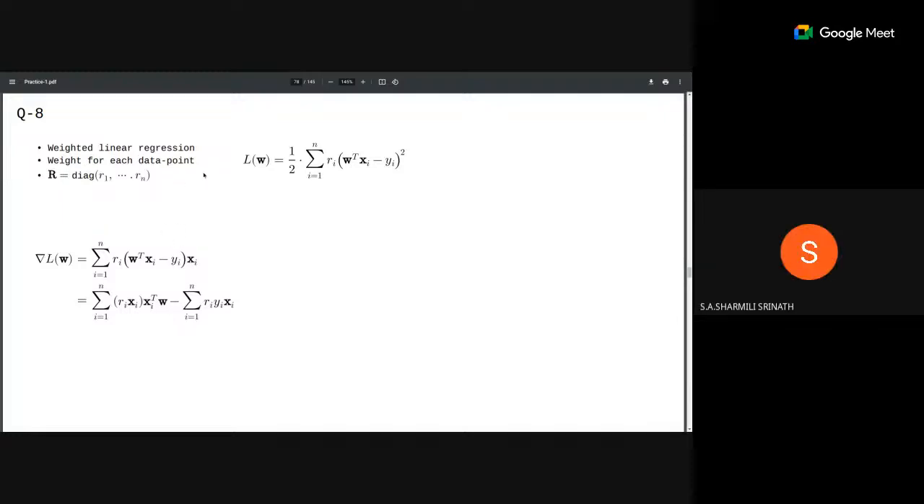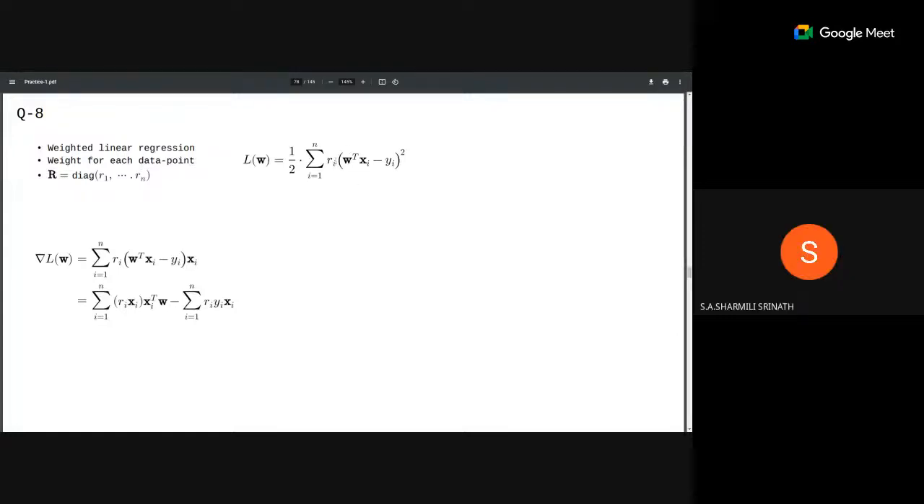Sir, see, generally h of x will be like weight 1 into x1 plus weight 2 into x2 plus weight 3 into x3. So I thought you told that R1, R2 are the weights, right? Weight for each data point. Okay, this line is a bit misleading. Yeah, this is the weight for each data point in the loss function. Maybe if you add that phrase, it will become more clear.